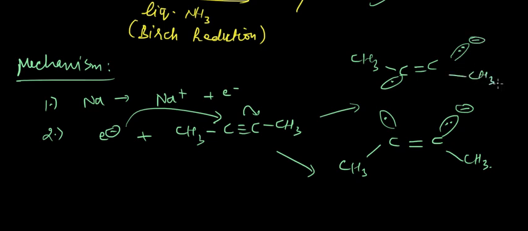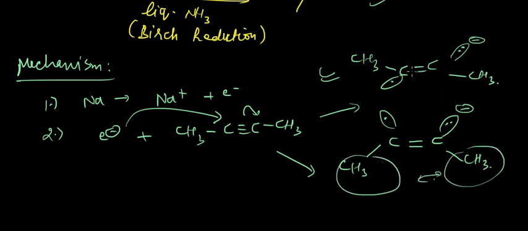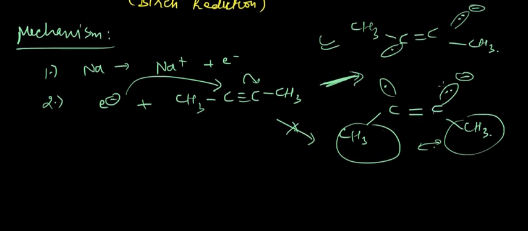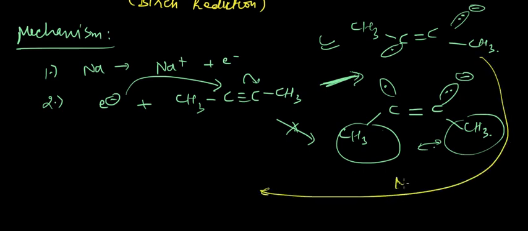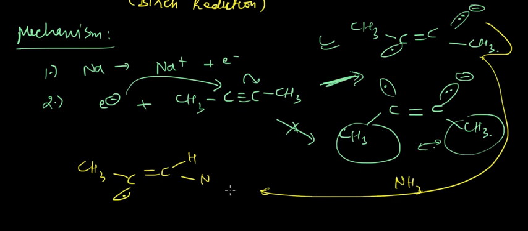So which is more stable? Obviously this is more stable. Why? Because of steric hindrance between the two bulky CH3 groups. So this would be formed and not this. From this, what will actually happen is it will take H plus from NH3. The lone pair will attack the H of NH3 to convert itself into something like this, with H and CH3 here, plus NH2 minus.